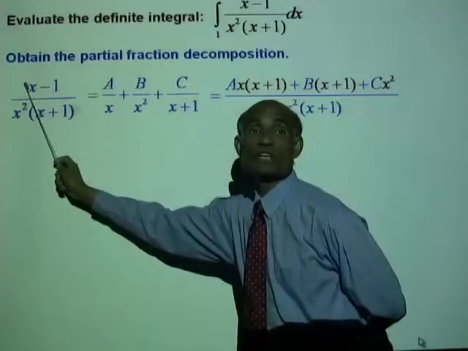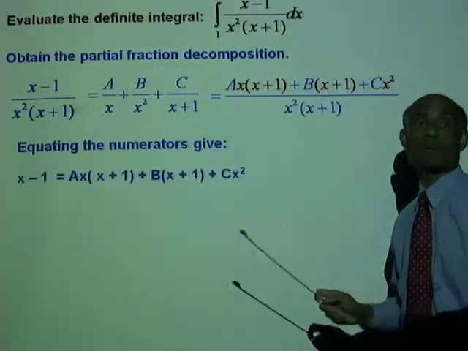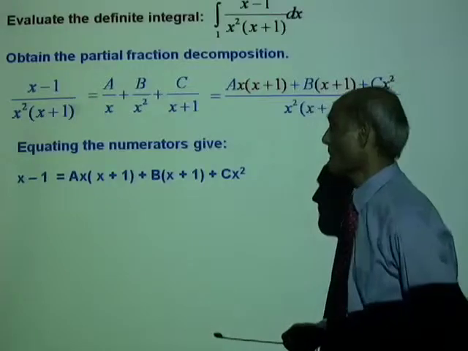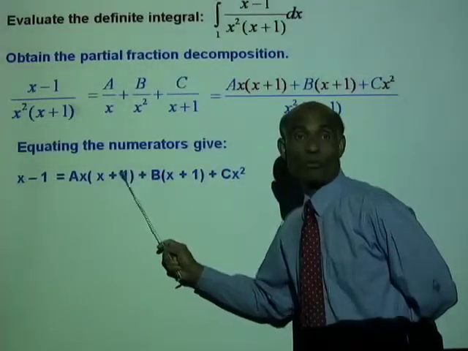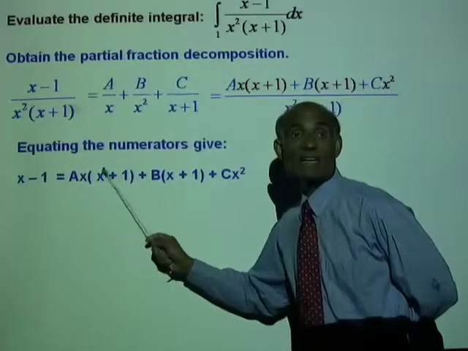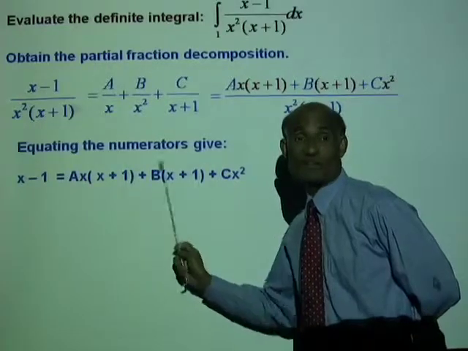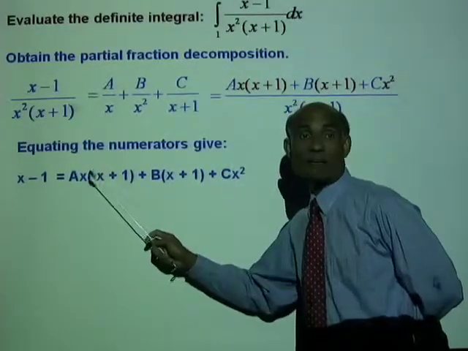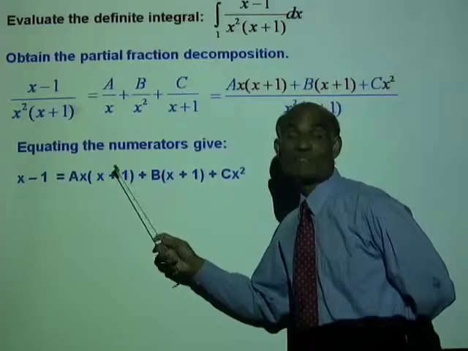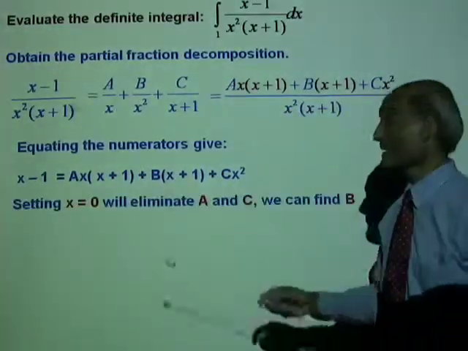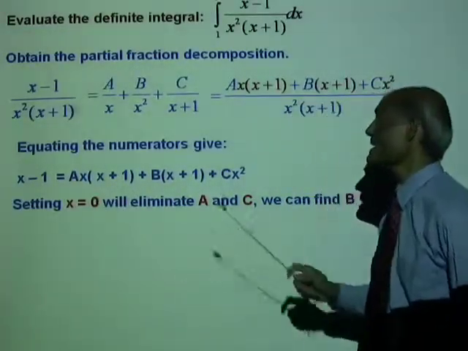And now we have the numerator on the left equal to the numerator on the right, and this is what we have. Well, if you look closely, this is very simple. We can eliminate a and c by choosing x equal to what? x equal to 0. We can eliminate a and b by choosing x equal to -1. So that's very simple. Let's set x equal to 0 so that we eliminate a and c.